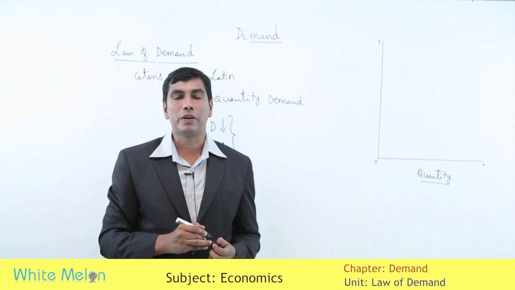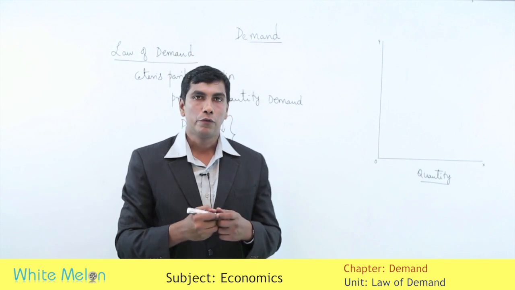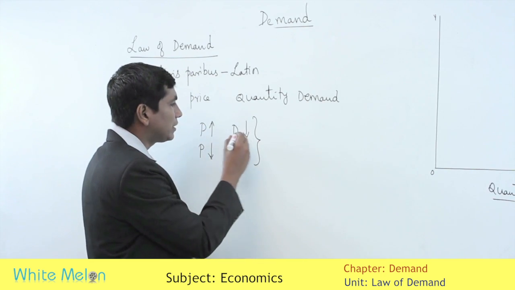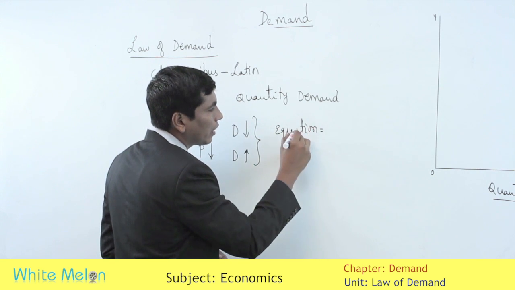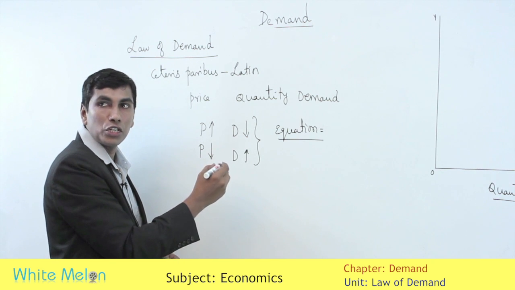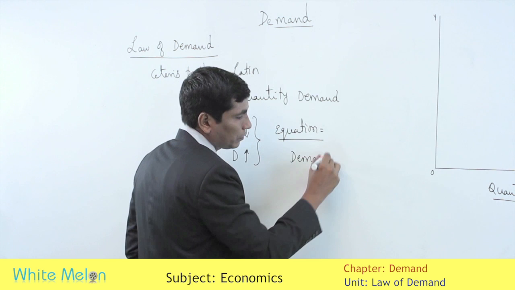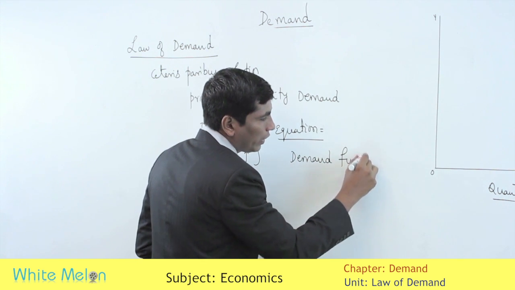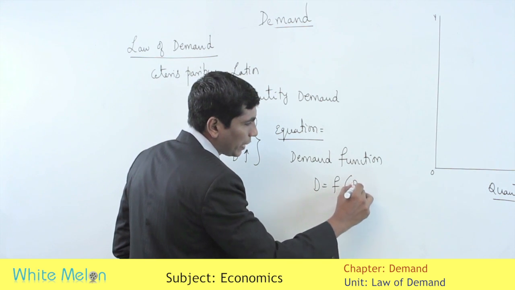This relationship between price and demand could be analyzed from three different dimensions. First one, the relationship between price and demand could be represented in the form of an equation, and as told earlier, that equation which explains the relationship between price and demand, we call it the demand function. And how do we write the demand function? We write the demand function as D is a function of P.